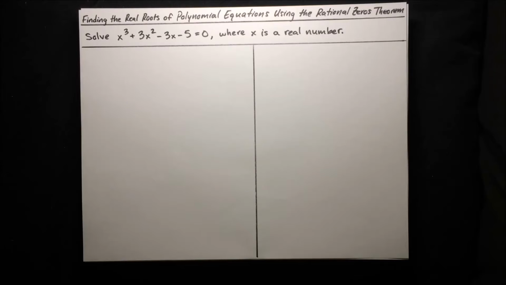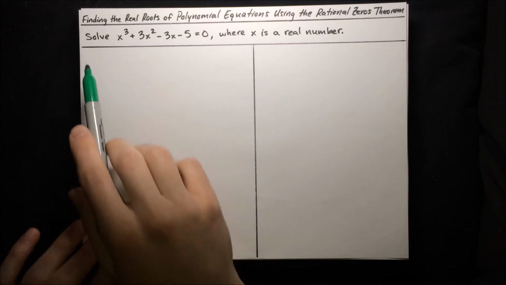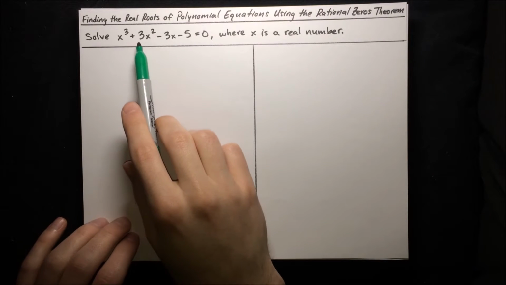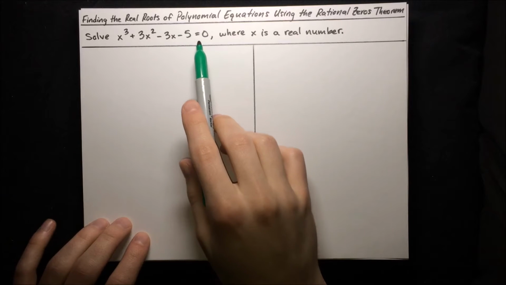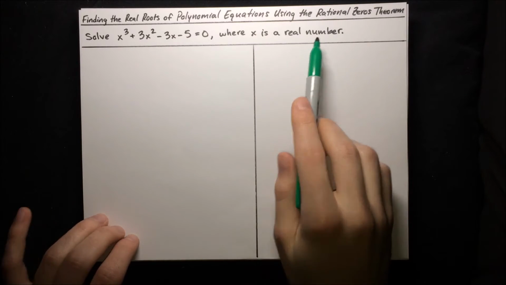In this video, I'm going to show you how to find the real roots of polynomial equations using the rational zeros theorem. Here we want to solve this polynomial equation x cubed plus 3x squared minus 3x minus 5 equals 0, where x is a real number.